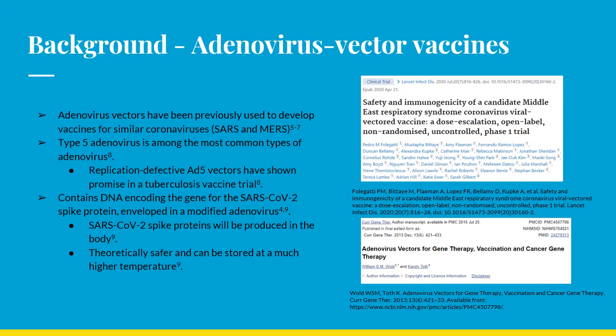Adenovirus vector vaccines contain DNA encoding the gene for the SARS-CoV-2 spike protein, enveloped in a modified adenovirus. The adenovirus will then inject the DNA into human cells, where the SARS-CoV-2 spike proteins will be produced. This approach is theoretically safer as it does not carry any real pieces of SARS-CoV-2. Adenovirus vaccines are also more stable than mRNA vaccines, allowing them to be stored at a much higher temperature.